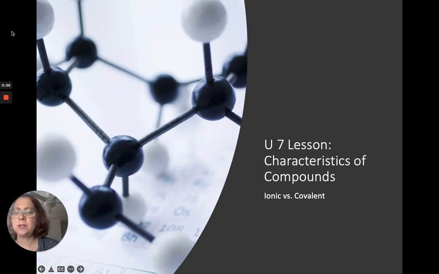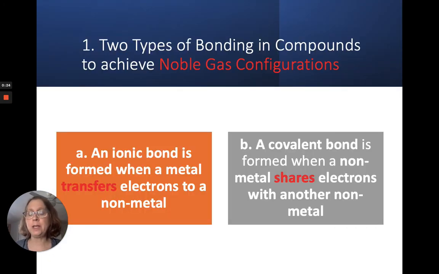Hi, chemistry students. This is your lesson on the characteristics of compounds, in which we're going to compare and contrast some characteristics of ionically bonded versus covalently bonded compounds and introduce you to the term covalently bonded compound. Now, you should be taking notes. In my class, I will be giving out some guided notes, but you can also just pause the video and take notes in your chemistry notebook.